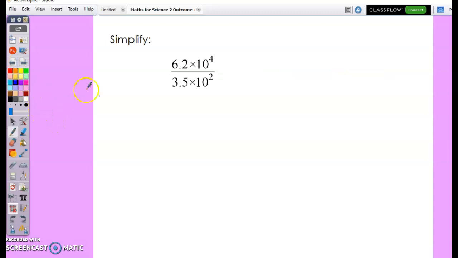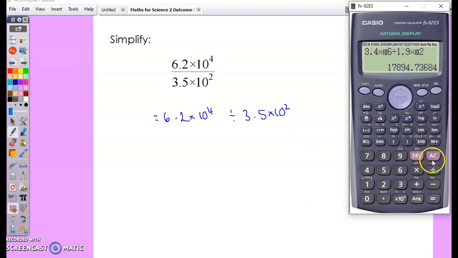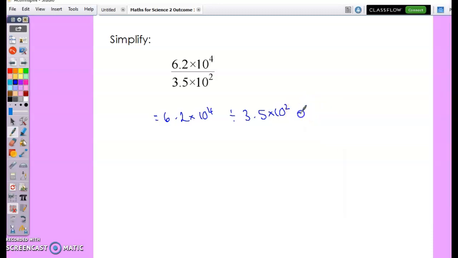A fraction written like this also means divide. So it's still a divide question, just written a slightly different way. So we get 6.2 times 10 to the power of 4 divided by 3.5 times 10 to the power of 2. That didn't work, try again. Which is 177.14, with 2 after that and some other random numbers. 177.142 would be fine for that one.